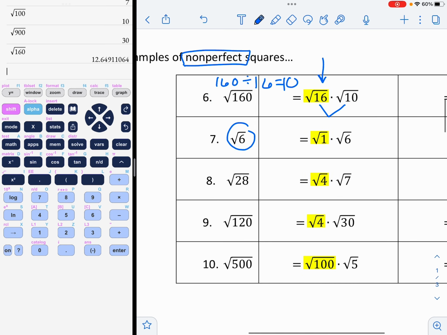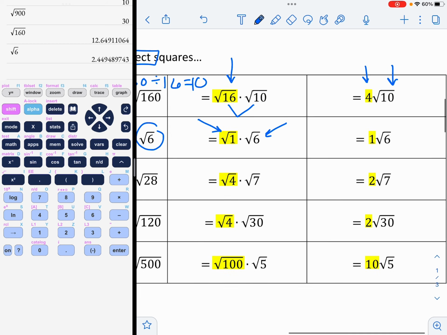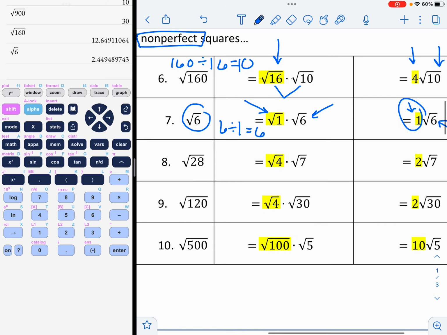Now, if you're given the square root of 6, look at the calculator. It's, again, an irrational answer. So the biggest factor on my perfect list that goes into 6 is 1. 1 times 6 is 6. So I did 6 divided by 1 equals 6. And then the square root of 1 is 1, and the 6 stays. You don't need to write the 1, just like you didn't have to do that when we were factoring.